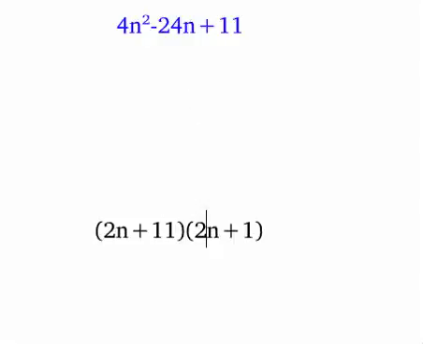So to make the 22 negative, I'm going to make the 11 negative, I'm going to make the 1 negative. Let's see what that does for us. Okay, so 11 times 1 is positive 11. 2n times negative 1 is negative 2. And then negative 22 is negative 24 as we predicted. So this is going to work.